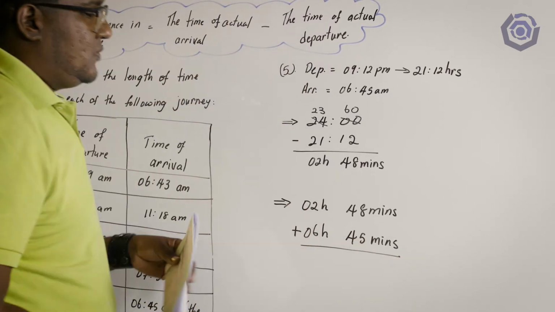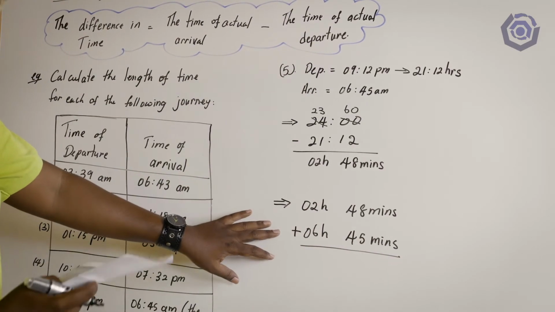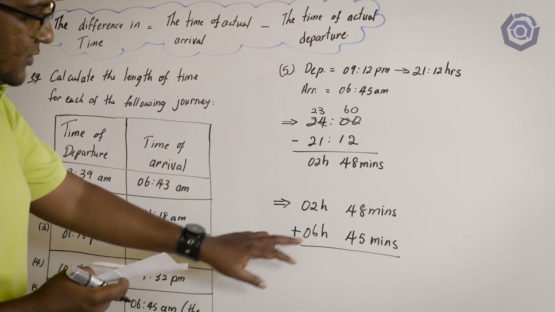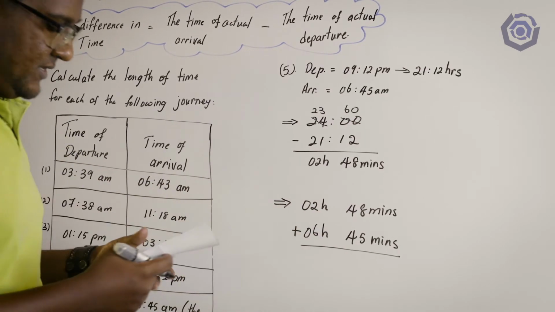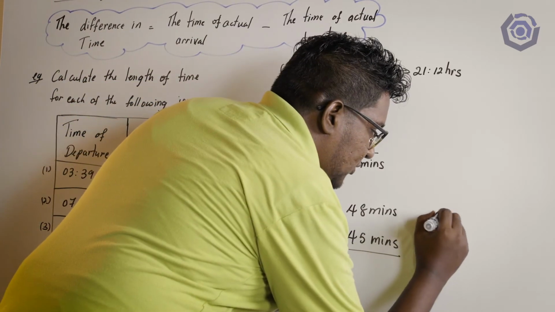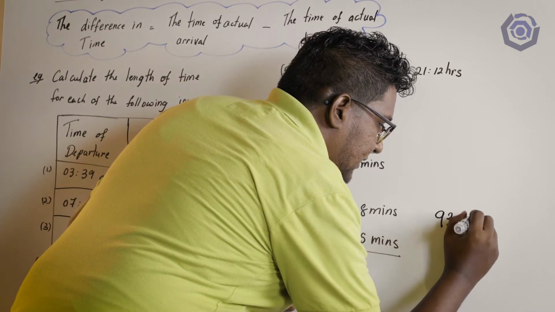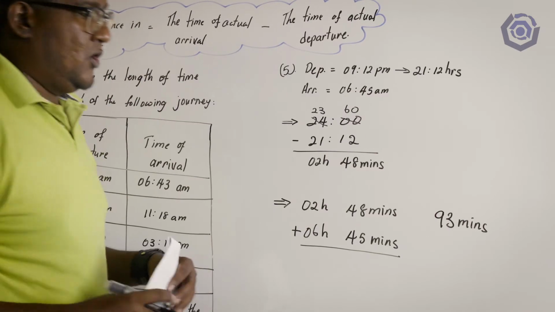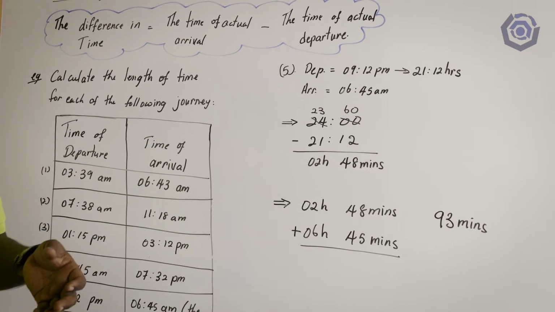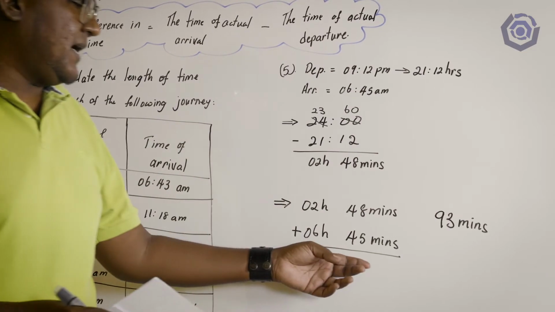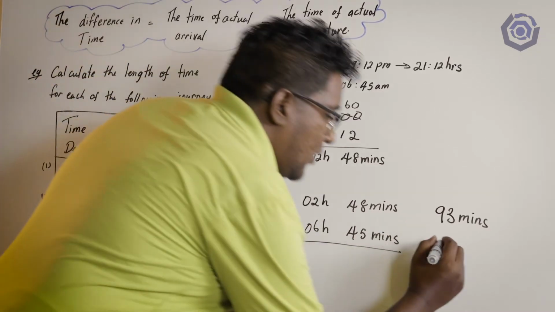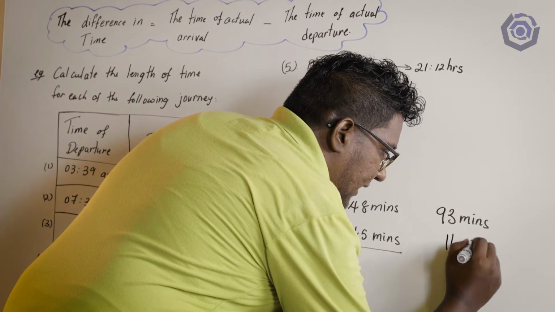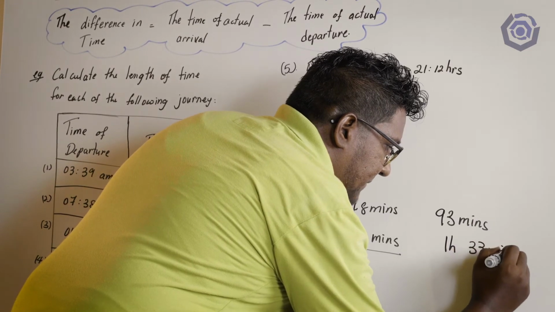And we add the 2 to find the total time taken, right? So 48 plus 45 is going to give me a total of 93 minutes. Remember that there are 60 minutes in an hour, so we cannot put 93 here, right? Because this would give me 1 hour and 33 minutes.